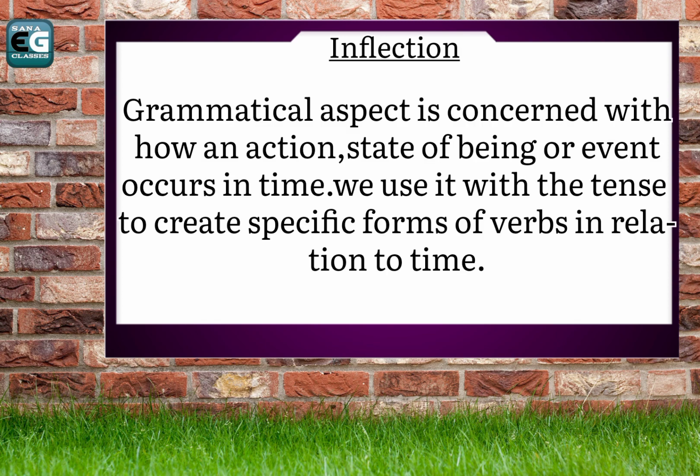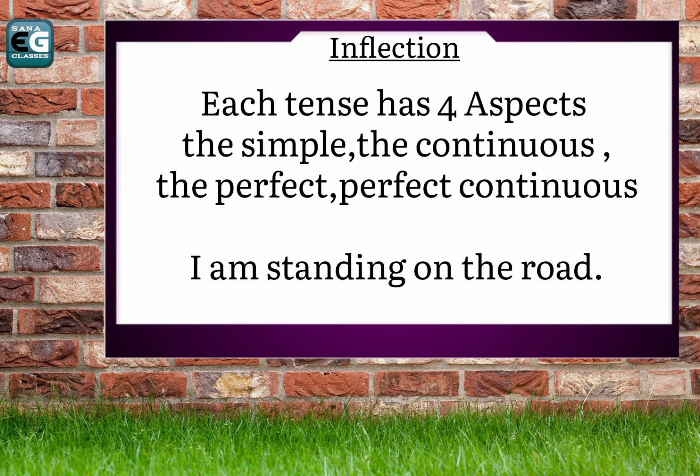Now, second section of the conjugation, aspect. Grammatical aspect is concerned with how an action, state of being, or event occurs in time. We use it with the tense to create specific forms of verbs in relation to time. And remember it that each tense has four aspects: the simple, the continuous, the perfect, and the perfect continuous. So when we form the present continuous tense, for instance, I am standing on the road, we are actually using the continuous aspect of the present tense.